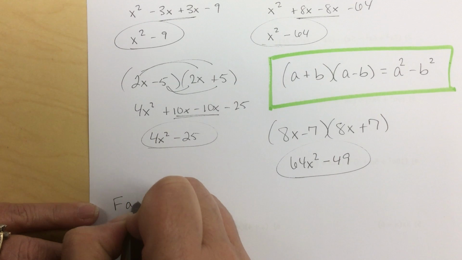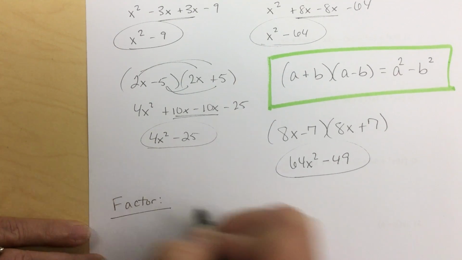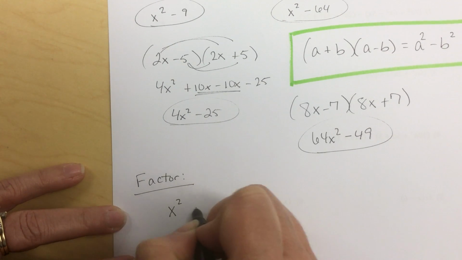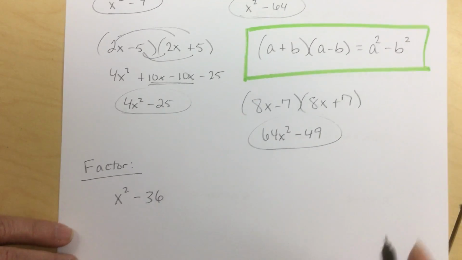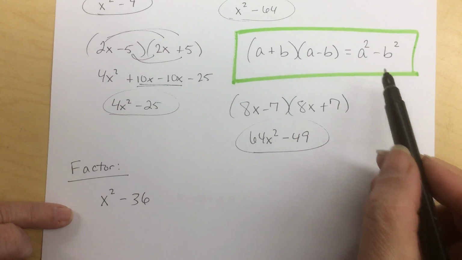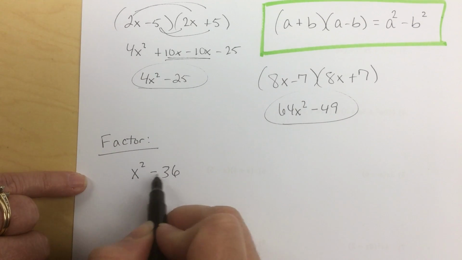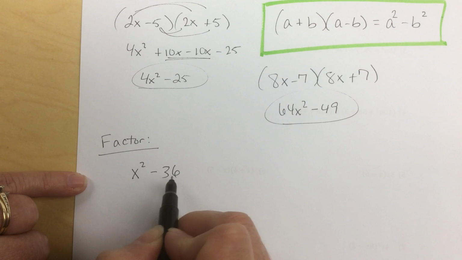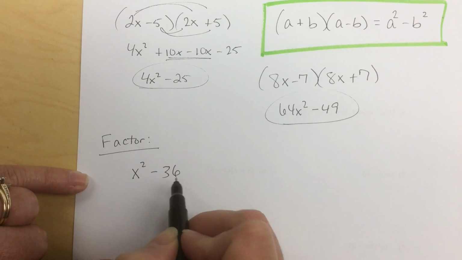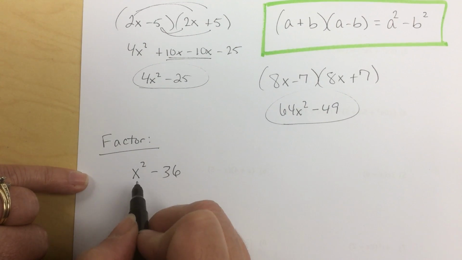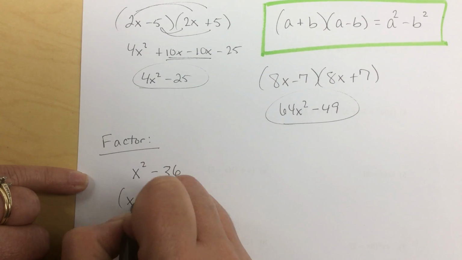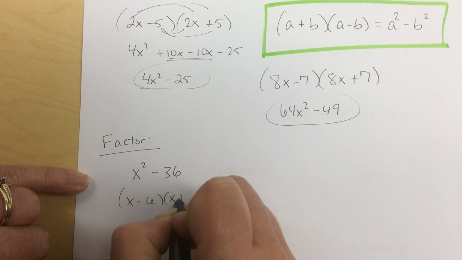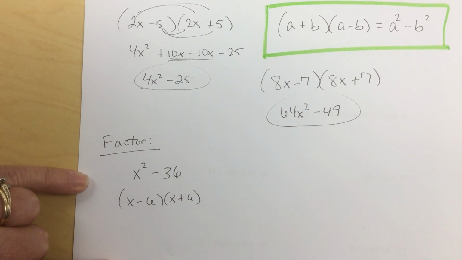So if I tell you to factor something like x squared minus 36, you're going to recognize that as this a squared minus b squared. We call it a difference of two squares. Difference because it's subtraction, and two squares because 36 is a perfect square. It's 6 times 6. And x squared comes from x being squared. So this can just factor into x minus 6 and x plus 6.